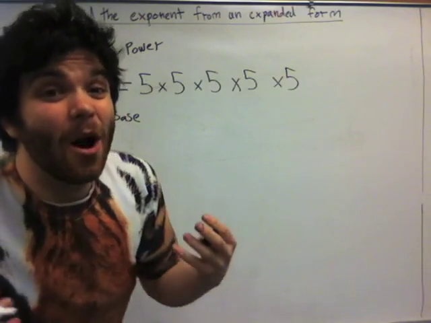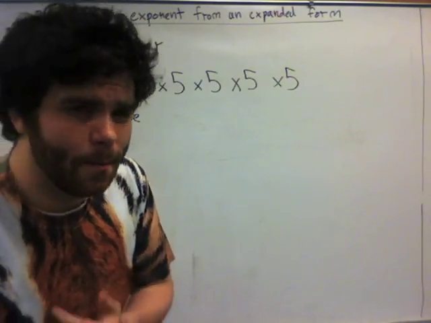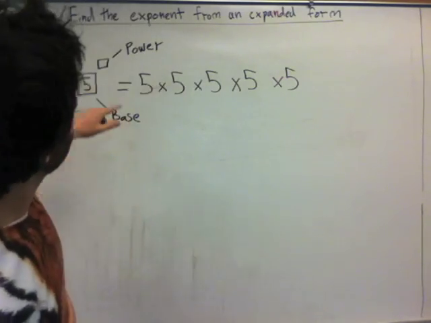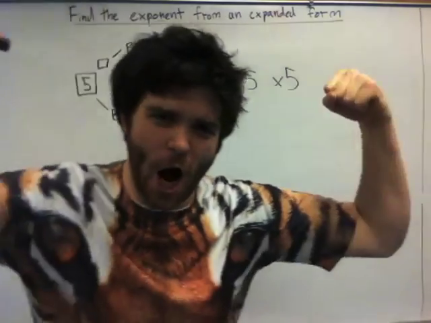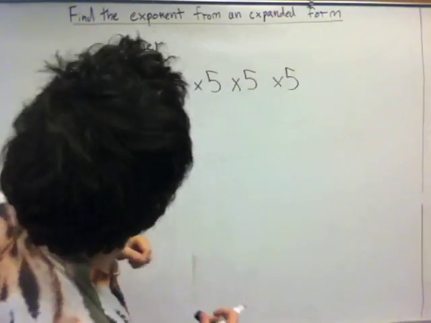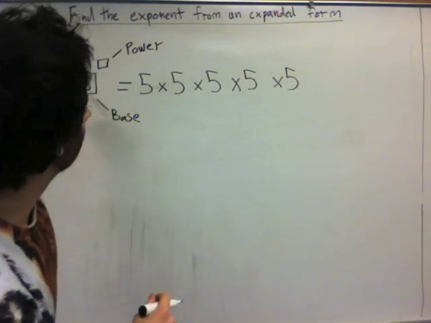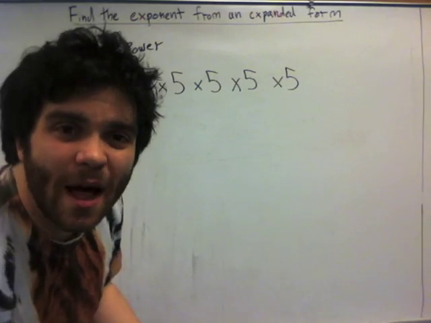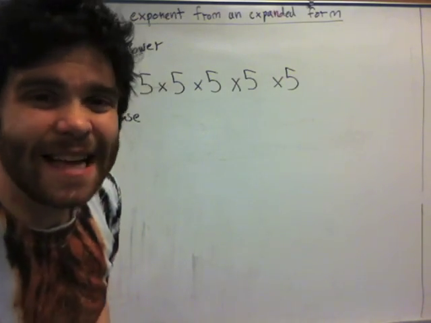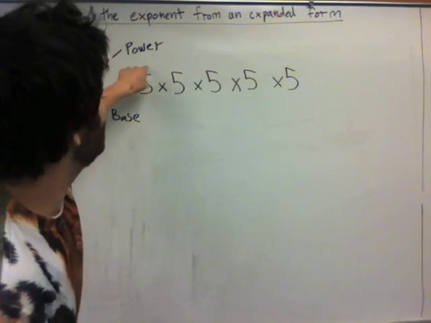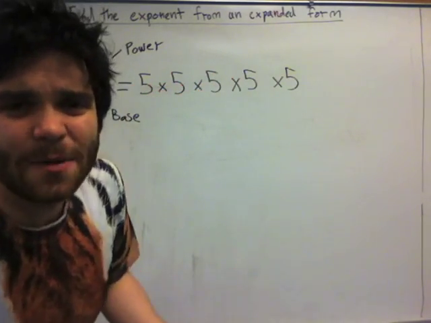Now, how do we find our power? We need to see how many times our base is multiplied by itself. So let's count them up. Just count along the tops of the numbers.